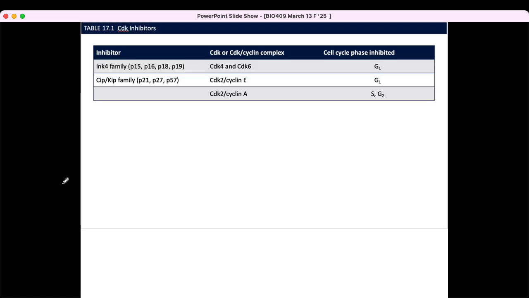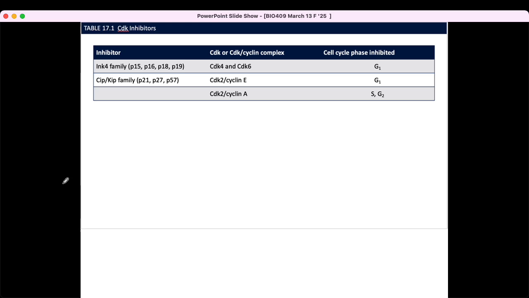And our book lists these here. See, it's got P15, P16, P18, P21, P27. So there are a bunch of them. And do we learn all of them? Nope. We learn two of them, P21 and P27. And we'll have examples of them. You'll be able to say, that's what P21 is doing, that's what P27 is doing.